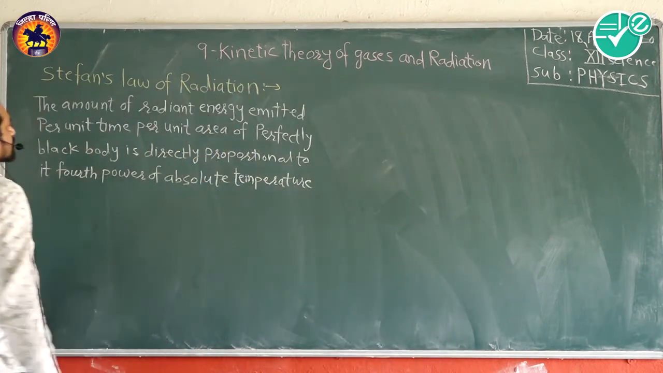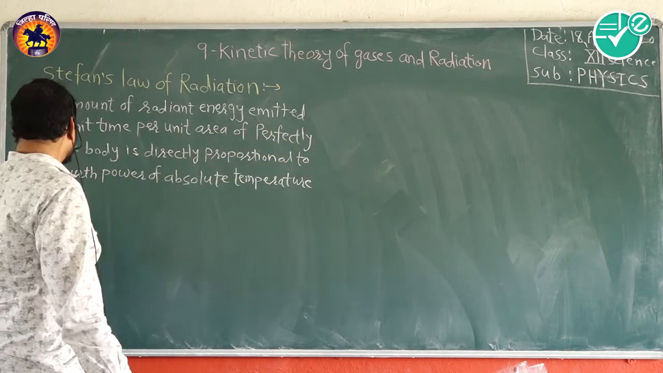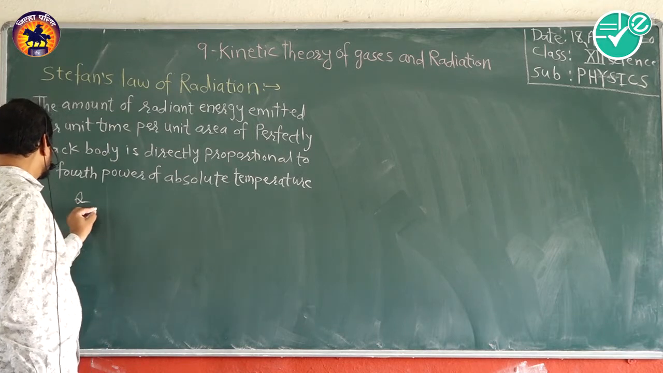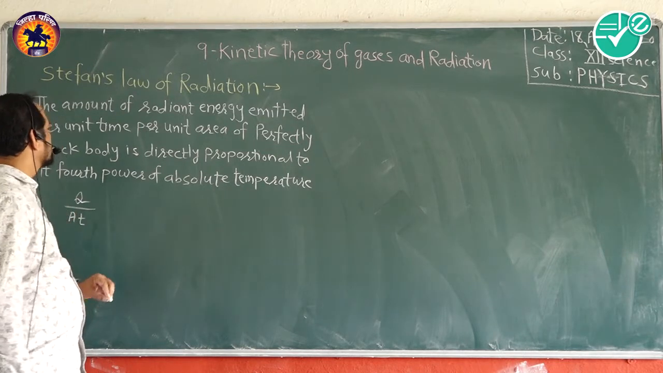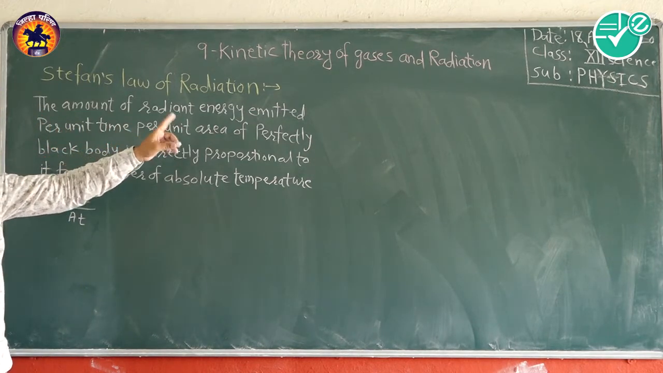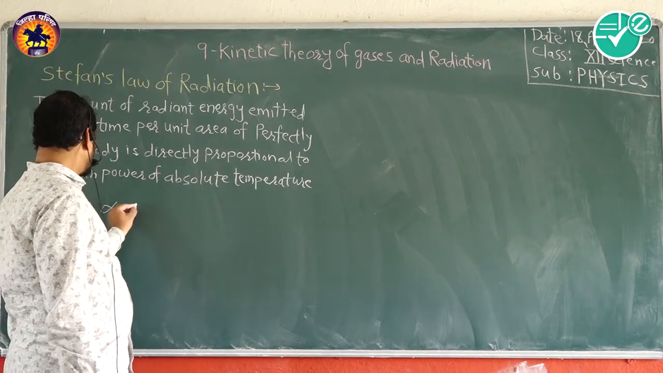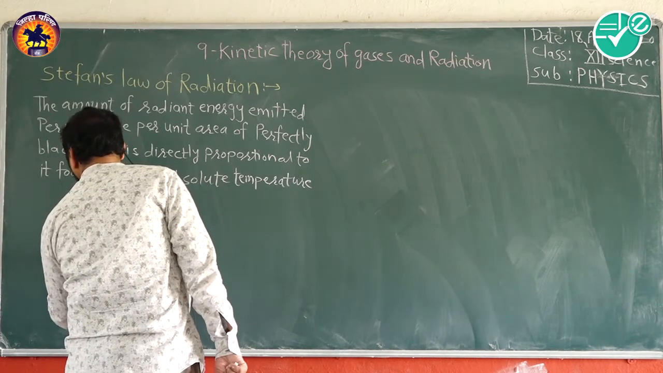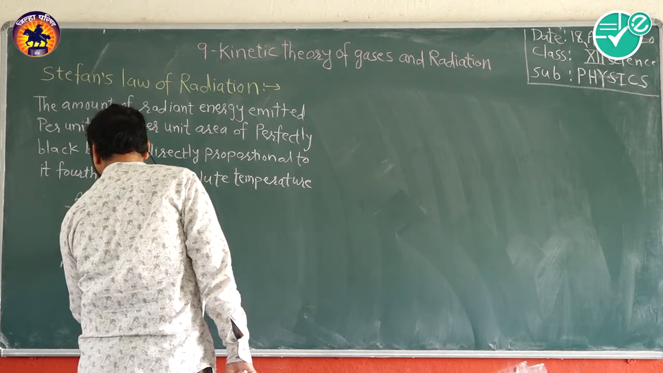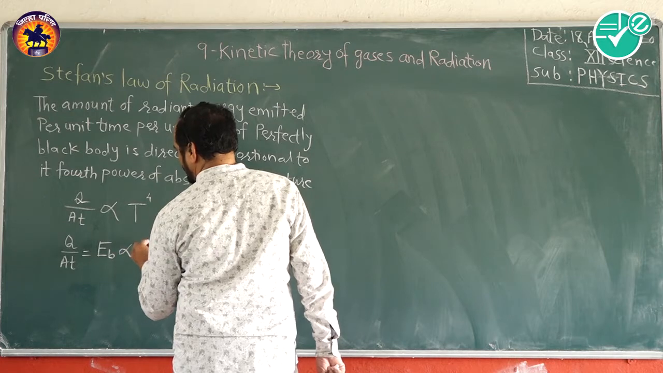So from the definition, we can represent it in symbols. The amount of radiant energy emitted is Q, the amount of energy radiated per unit time and unit area. So Q upon At is the amount of radiant energy emitted per unit time per unit area. Now we are discussing the perfectly black body, so it is directly proportional to the fourth power of the absolute temperature, that is T to the power 4. Here Q upon At is also equal to EB, the emissive power of a black body, that is directly proportional to T to the power 4.